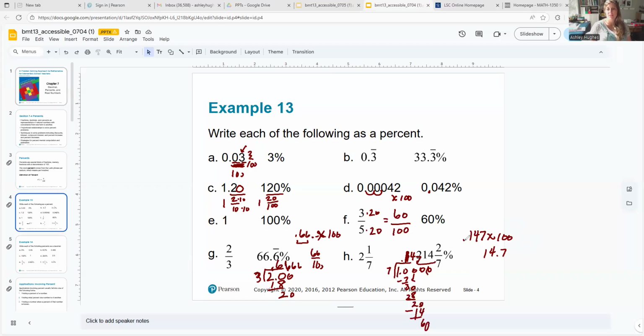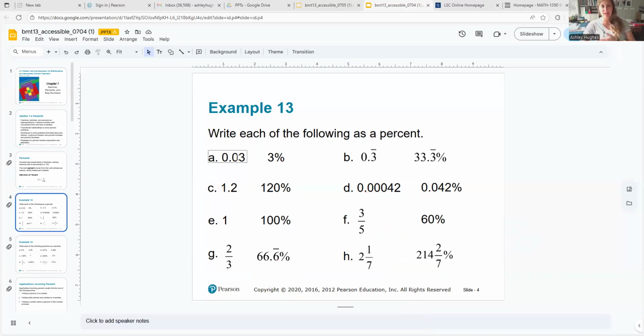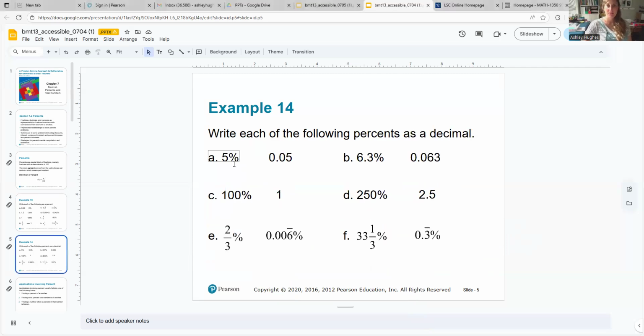That's where they get the 214. They're adding it to the 2 times 100. So if it's a decimal, you multiply by 100. If it's a fraction, you can divide and then multiply by 100, or you can make the denominator equal to 100. So now we're going backwards, 5%.